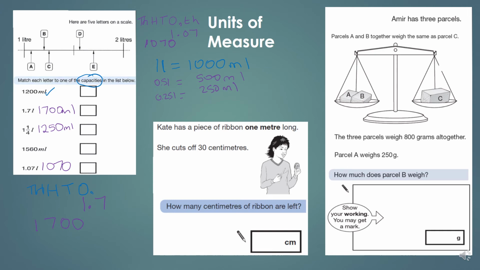So A is the smallest amount, so our smallest amount is here. Then B is the next smallest amount, and that's going to be here. Then C, going to be here. D and E.